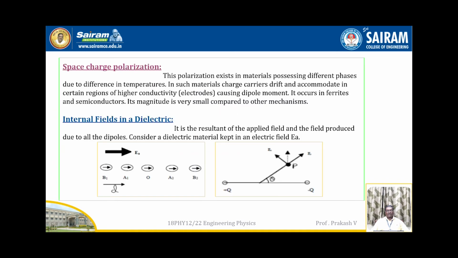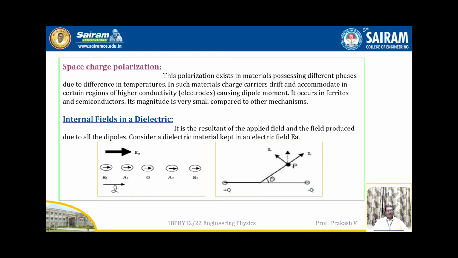Space charge polarization. This polarization exists in materials possessing different phases due to difference in temperatures. In such materials, charge carriers drift and accumulate in certain regions of higher conductivity, causing a dipole moment. It occurs in ferrites and semiconductors. Its magnitude is very small compared to other mechanisms.